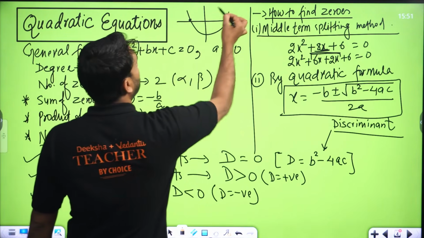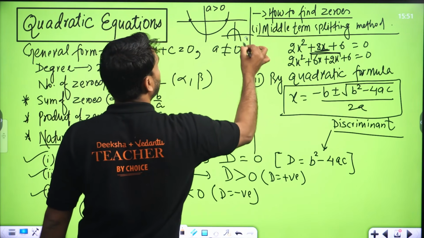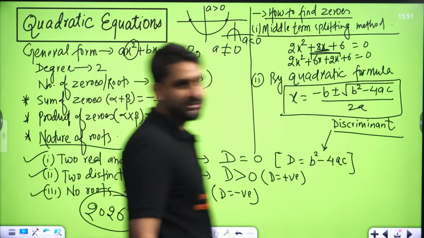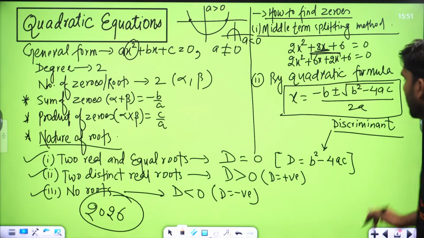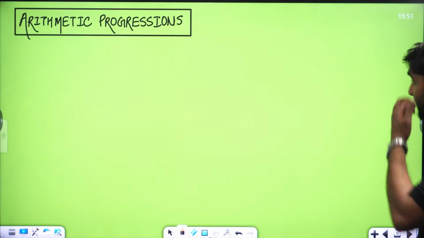So if the parabola opens in the upward direction, then a will be greater than 0, and if the parabola opens in the downward direction, a will be less than 0. So this is all about it. Okay, I hope this is clear to you. So the most important formula is the discriminant. Please, my dear, discriminant. Okay, moving to the third chapter.